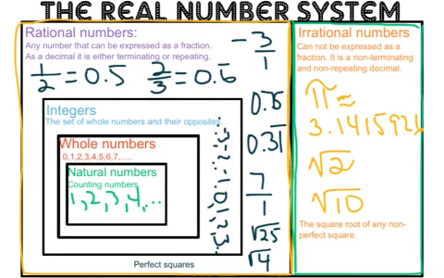Okay, so I went ahead and added perfect squares down here to the bottom. So perfect squares would be considered rational numbers because they become whole numbers or integers, positive and negative. And non-perfect squares, like square root of 2, square root of 10, square root of 7, anything like that, would be considered irrational. So hopefully this helped.